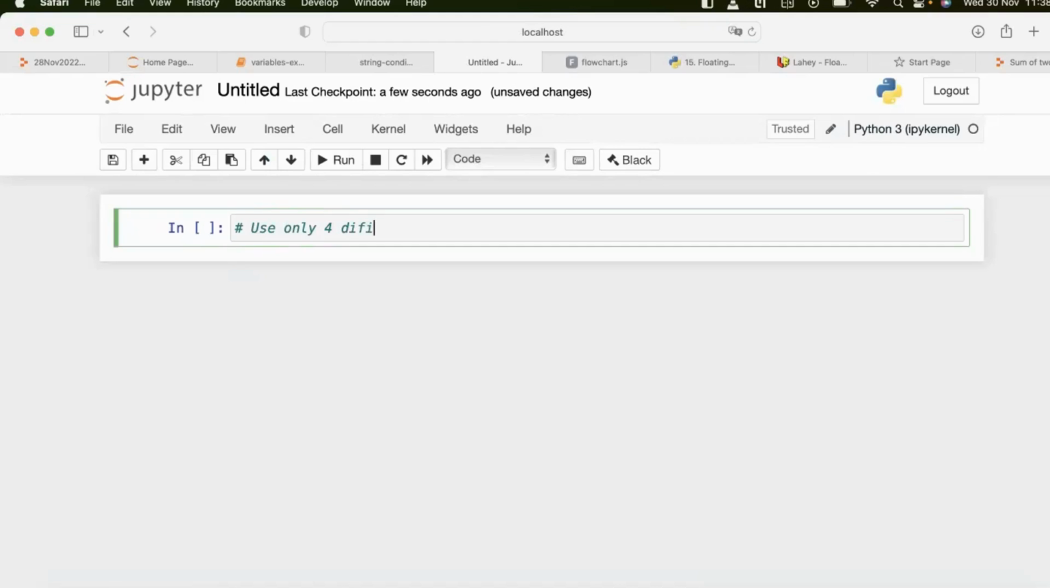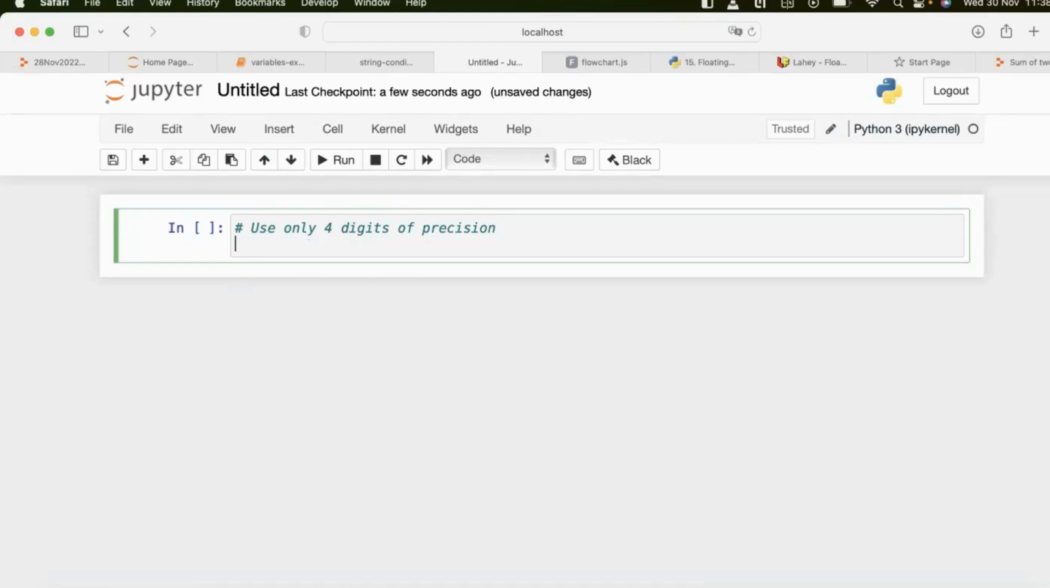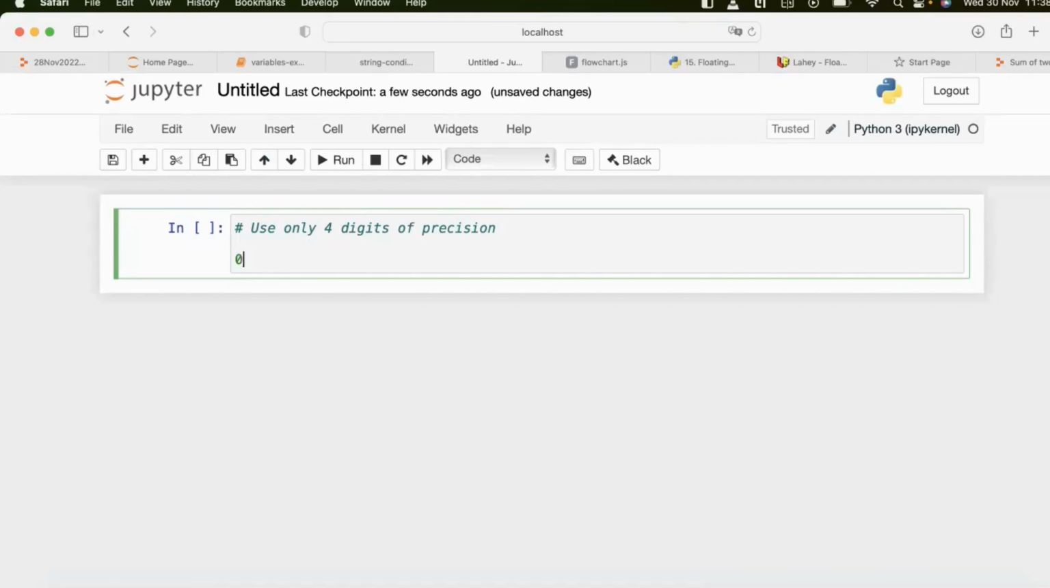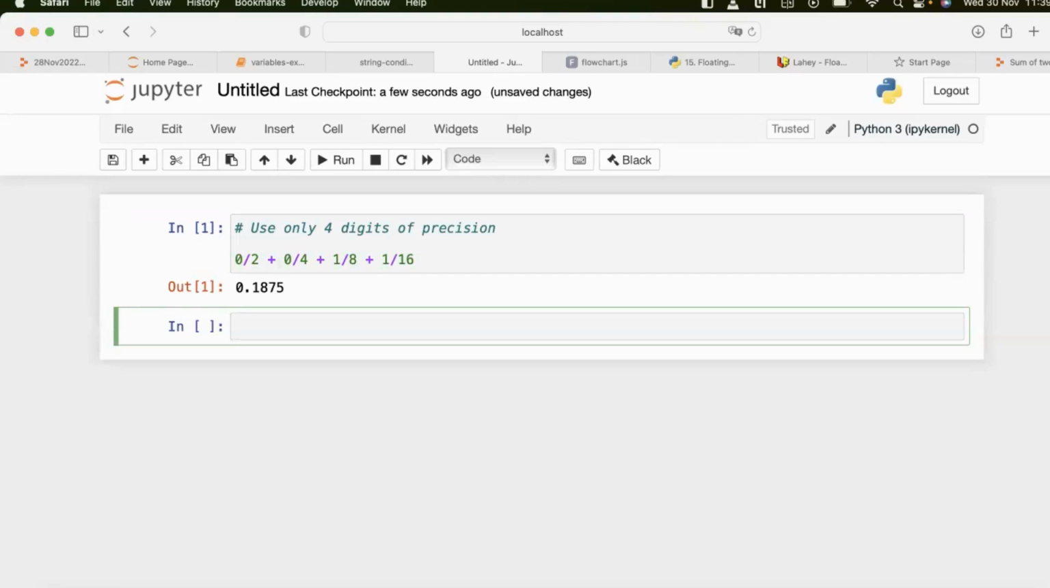So we use only 4 digits of precision. Then our answer is 0 into 0 divided by 2 plus 0 divided by 4 plus 1 divided by 8 plus 1 divided by 16, which gives you 0.1875. Remember that the original number you were trying to represent was 0.2. But if you had only 4 digits of precision, your number is an approximation, and it's quite a bad one, to be only 0.187, right?